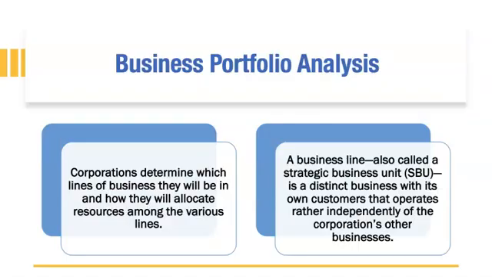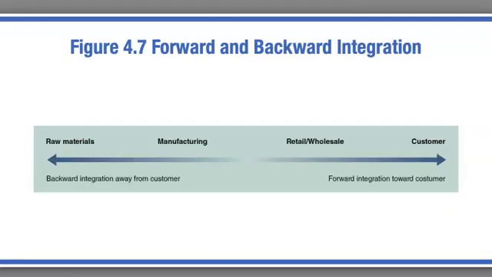And then lastly, just to finish up here, you have this business portfolio analysis, which again seems a little bit boring and cumbersome, but this is basically how corporations determine which line of business they're going to follow and where they want to allocate resources among those various lines. So it's called the strategic business unit for a reason. Again, it's not too exciting, but these are important decision making and planning decisions.